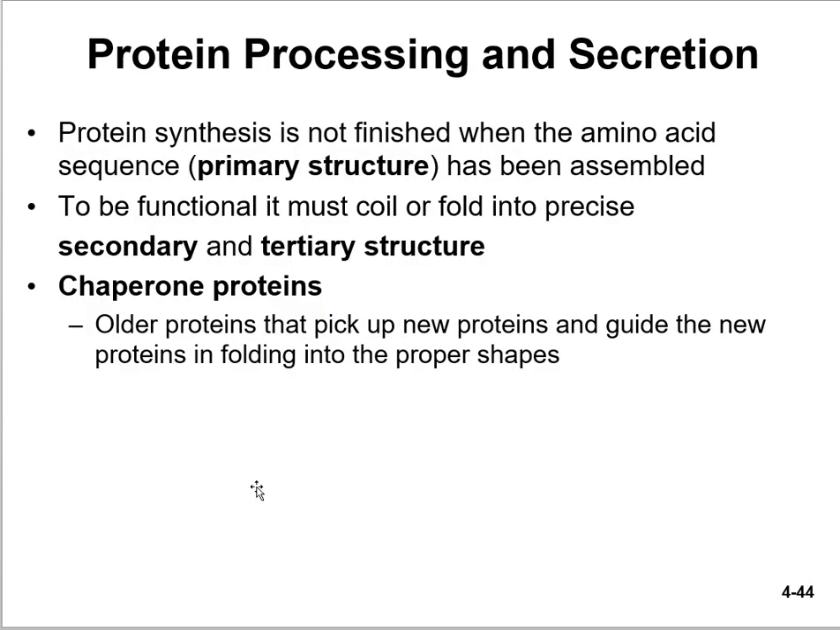But remember, we're not done yet. It must be folded into its secondary and tertiary structure. Remember, secondary structure is small local folding, like an alpha helix or a beta sheet. And tertiary structure is the whole molecule folding. And if we want to get to quaternary structure, then we've got to join different polypeptides together. Chaperone proteins are older proteins that pick up new proteins and guide the new ones in the folding into the proper shapes.